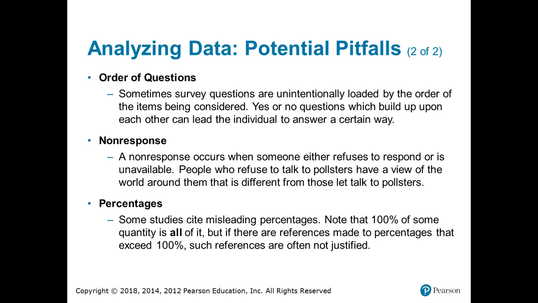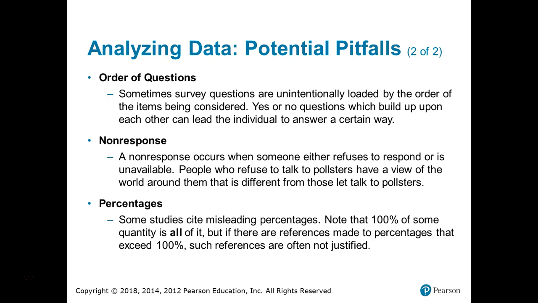Non-response occurs when someone either refuses to respond or is unavailable. People who refuse to talk to a pollster have a view of the world around them that is different from those who will talk to the pollster. So basically, if you ignore the people who don't respond, you might be ignoring an entire population of people, so those that do respond are going to be overrepresented in the actual data analysis.